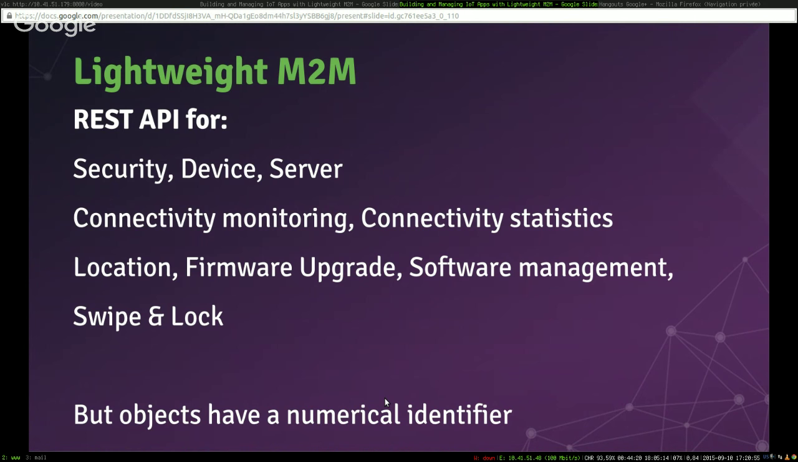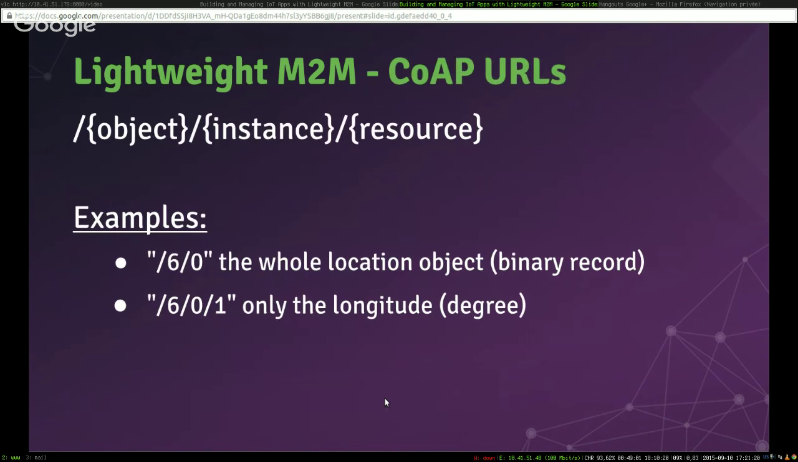But it's not an API like you can think of for a classical REST API. It's not going to have complex URIs, because we are addressing very compact devices. So we are going to use numerical identifiers in place of saying slash devices; we are going to say slash three. So for example, this is how the Lightweight M2M API is built. You have different objects: the device, the server, the location, the software, and you can have multiple instances. Some objects have only one instance, for example device or location, because the device is unique and the position also is unique for one device. But for software, if you have multiple software, you can have multiple instances.